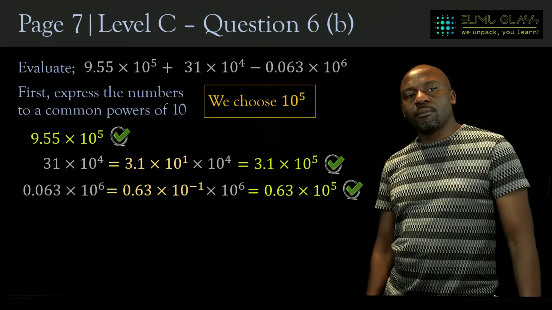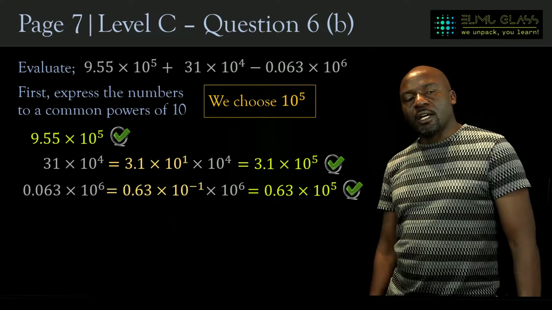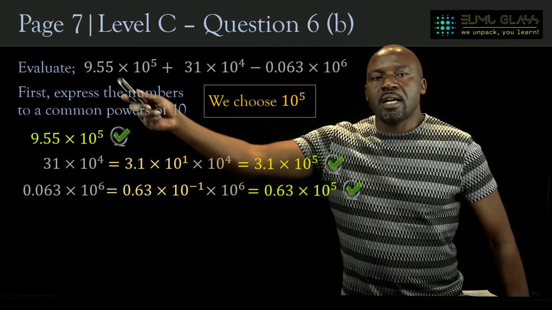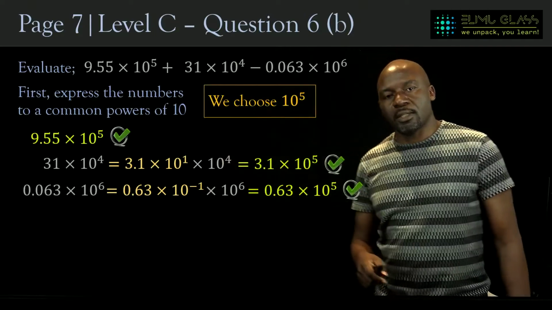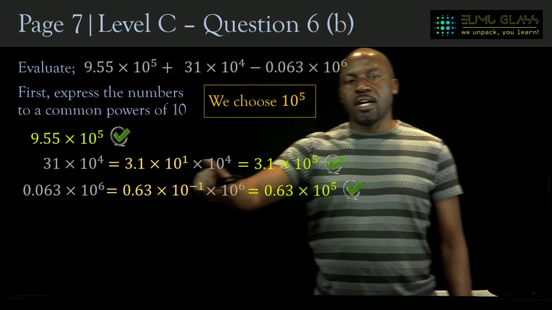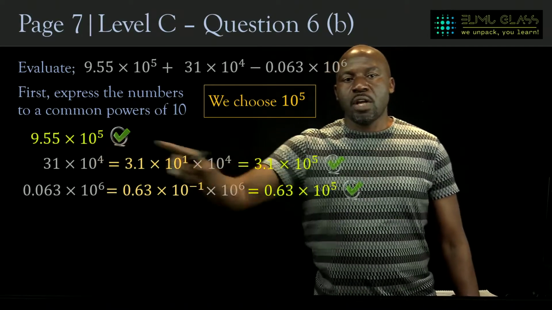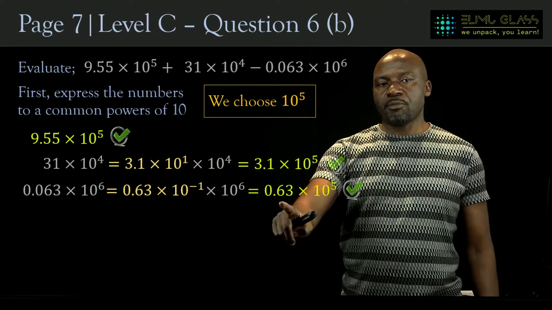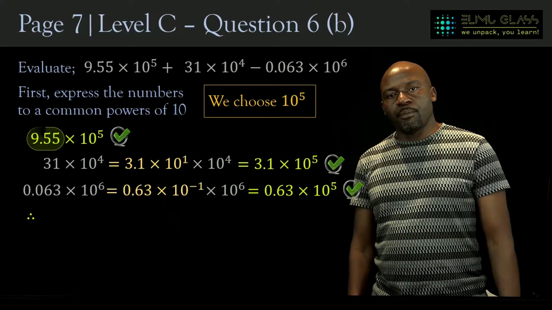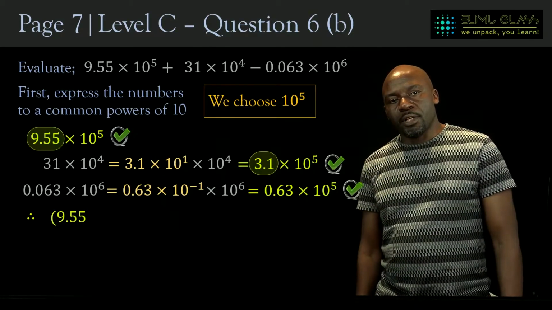So now I have all my numbers expressed as a multiple of 10 to the power of 5. Once I've done that, now I can add and subtract as required. I only need to concentrate on the 9.55, the 3.1, and the 0.63. Remember, these two are being added while this one is being subtracted. So I can now write, I will pick the 9.55, I'll put it in bracket there, and I'm going to add the 3.1.